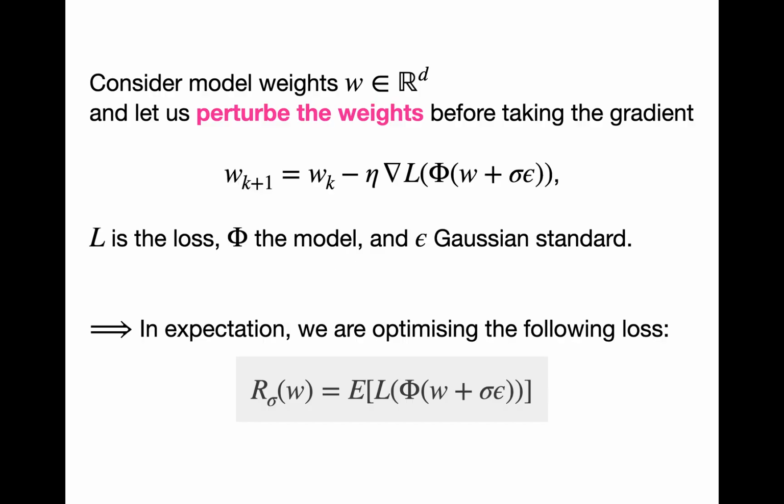Let's go on with some theory. So consider model weights W, and consider a loss function that is a combination of L and phi. Phi is the model, L is the criterion, such as cross entropy or L2. So we perturb the weights with this Gaussian standard vector epsilon, and then we compute the gradient and we update the new weights. So in expectation, we will be actually optimizing the following loss, the loss that is in the gray box. This is the expectation of the perturbed model and the criterion of that.